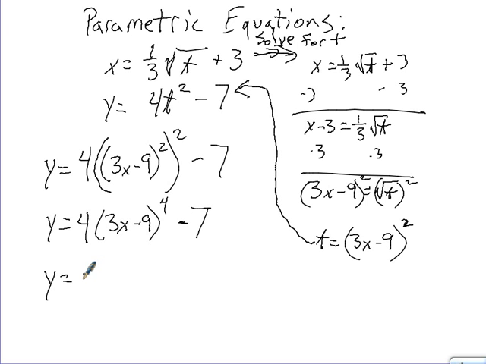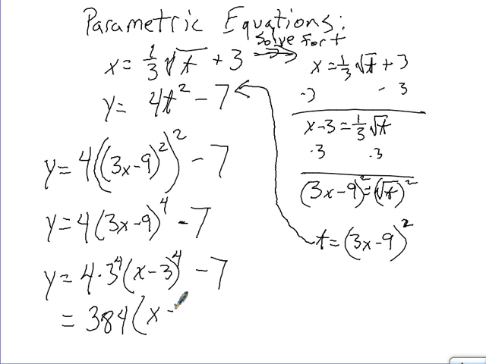Y equals, we could have factored out the 3 from here, and that would have been 3 to the 4th power times (x minus 3) to the 4th power minus 7, and 4 times 3 to the 4th power, 3 to the 4th power, 81, 4 times 81, 192, 384 times (x minus 3) to the 4th power minus 7.